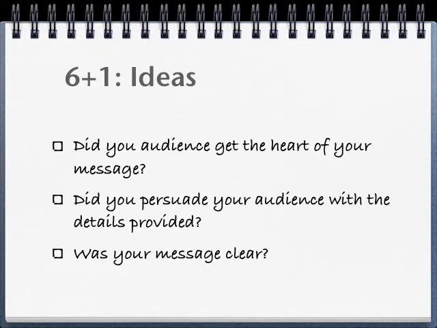Now, using 6+1 trait, we know that we have 7 elements we need to look at. And these are the ways that you can self-evaluate to make sure that your writing is improving. So, with ideas, remember this is the heart of your message, and you need to check that your audience got that. You also need to check with a persuasive essay that your thesis was persuasive and your audience came away with a changed view. You also need to make sure that those details helped them get there. And finally, you're looking for clarity of ideas. Was your message detailed enough?